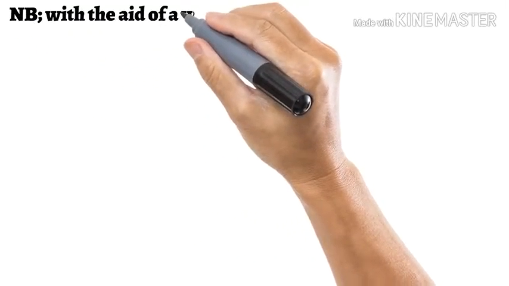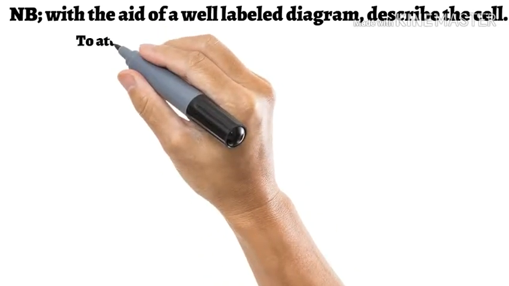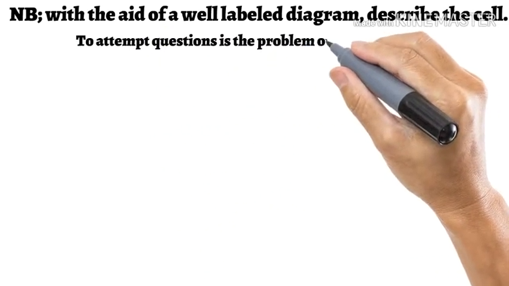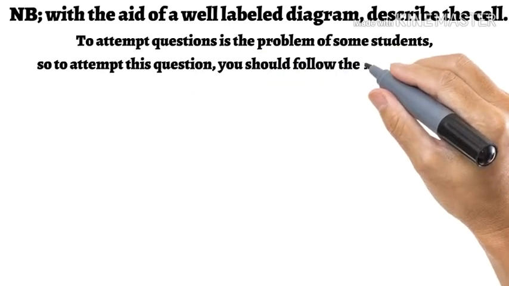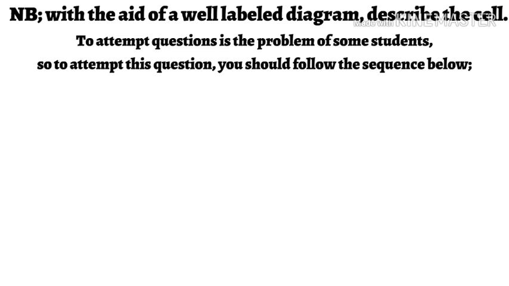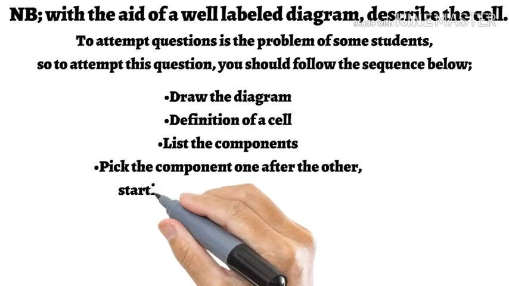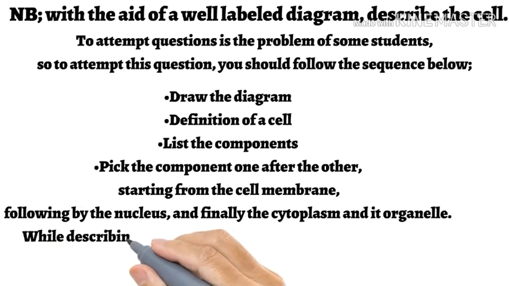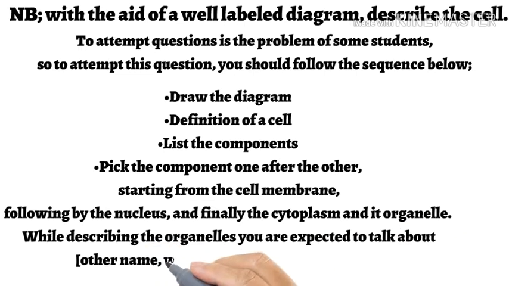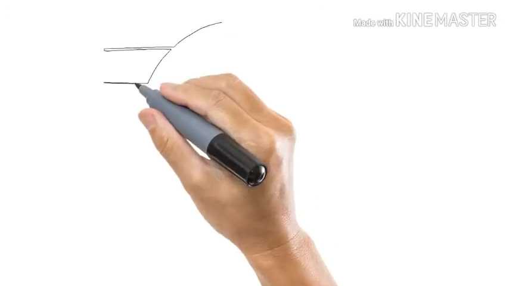NB. With the aid of a well-labeled diagram, describe the cell. To attempt this kind of question is the problem of some students. So, to attempt this question, you should follow the sequence below. The first thing is draw the diagram with full label. The second one is definition of the cell. The third one lists the components. The fourth one, pick the components one after the other, starting from the cell membrane, followed by the nucleus, and finally the cytoplasm and its organelles.